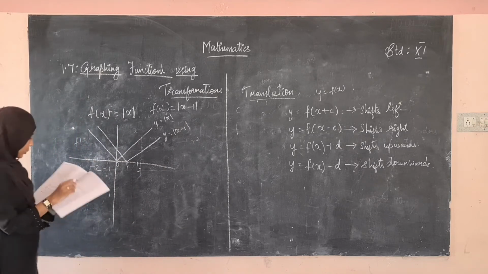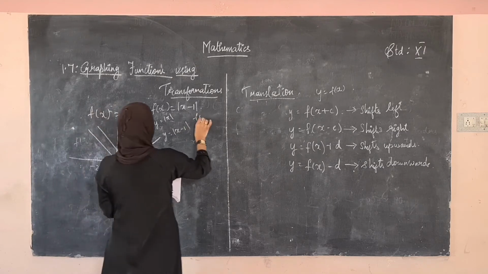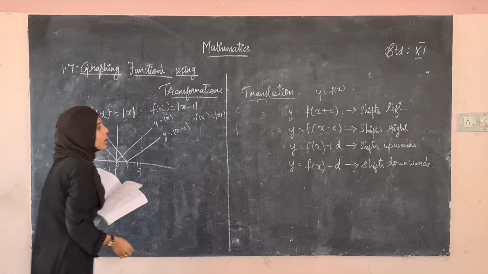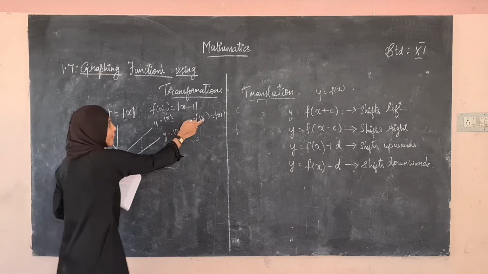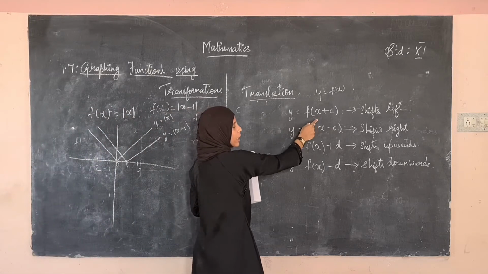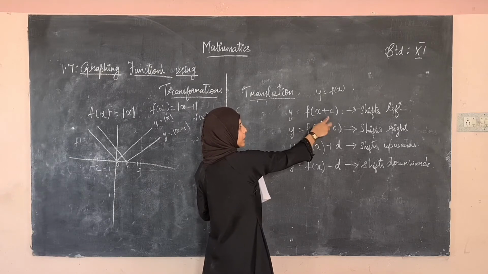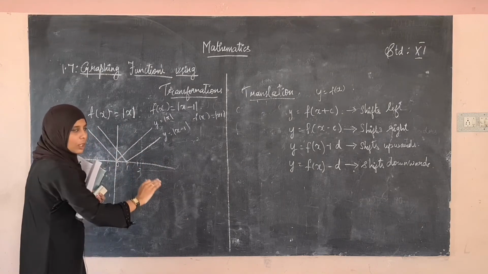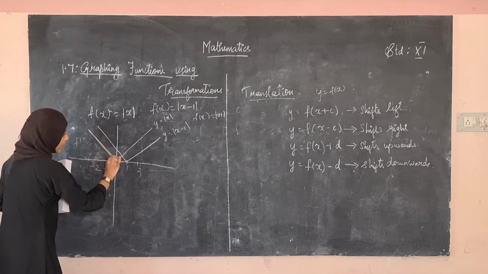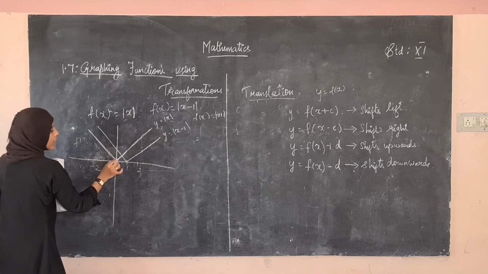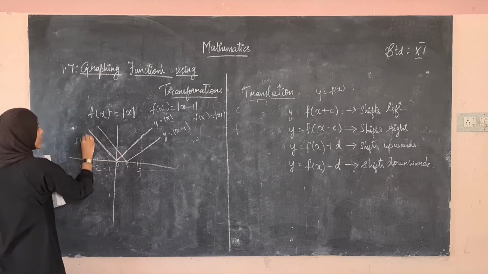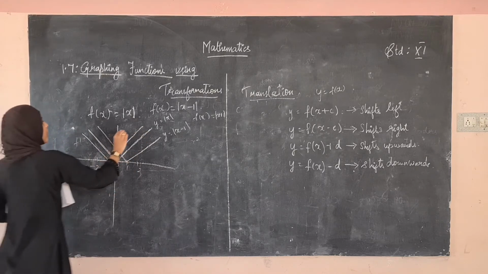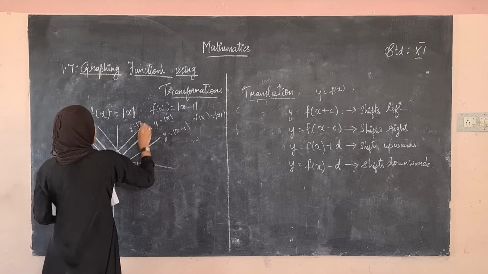Next they have given f of x is equal to modulus of x plus 1. Modulus of x plus 1 means instead of x they have substituted x plus something. So the graph shifts one unit to the left. This is the original graph, so this graph shifts one unit, and the graph as it is comes like this. This is the graph of y is equal to modulus of x plus 1.